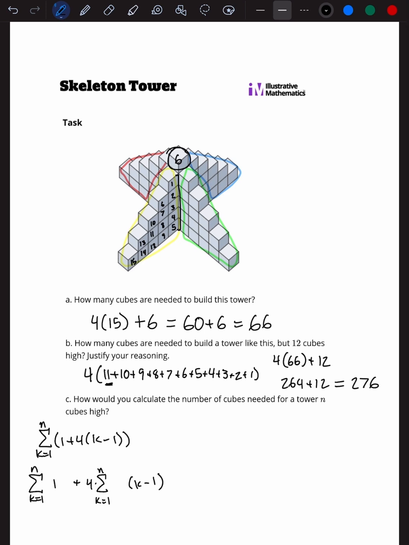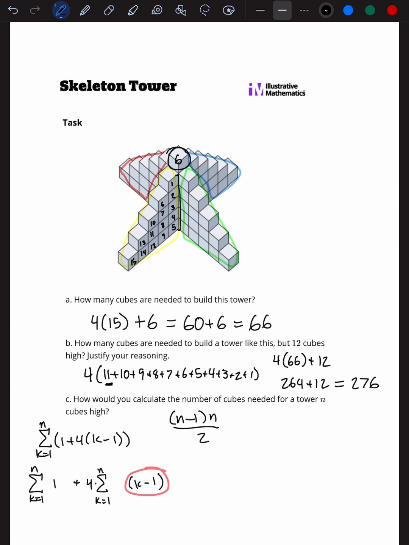And then I know that if I keep plugging in numbers to this k minus 1 that I have right here, if I were to plug in 1, then I would get 0. And I know that the more I keep going, I'll just keep getting bigger and bigger and bigger. So then I'm going to erase this really quick. And this is an arithmetic series, and I know that's going to be n minus 1 times n over 2.